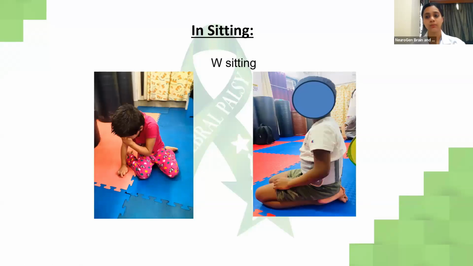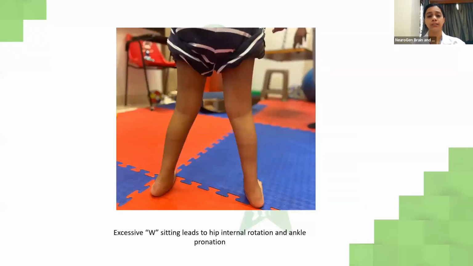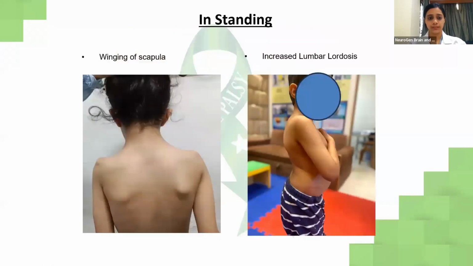This is a W sitting position, and if the child has excessive W sitting, this is how the alignment of the child will become. The hip and knee, if you see, are adducted, internally rotated, and pronated. So the child walks like this because of severe W sitting. So we have to explain these points to the parents.